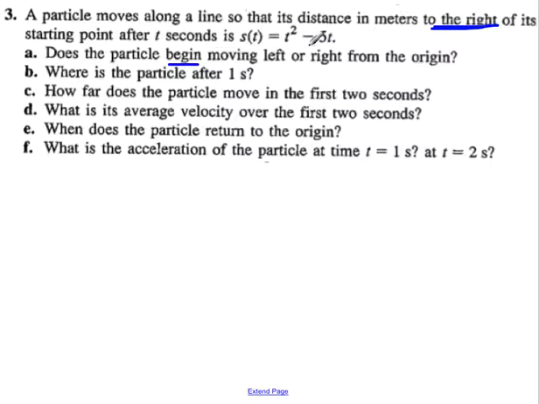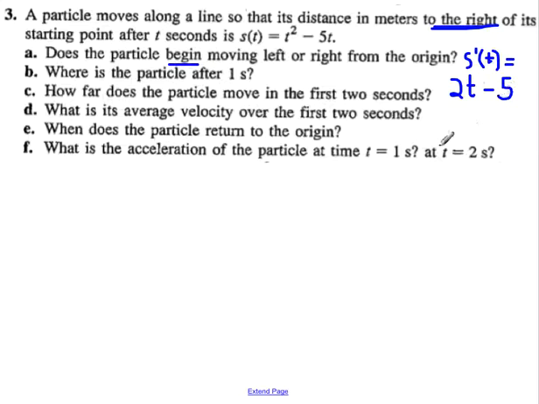So how does it begin moving? Let's put in a 0, and what does our value equal? If I put in a 0, I get 0 minus 0. Well, that's not helpful. I just get 0, right? We'll put in something really small after 0. Well, if I put in a 1, I get 1 minus 5. I get negative 4. Right, it's starting off in that negative direction. You could also look at the velocity, right? If we find our velocity equation, s prime of t equals 2t minus 5.